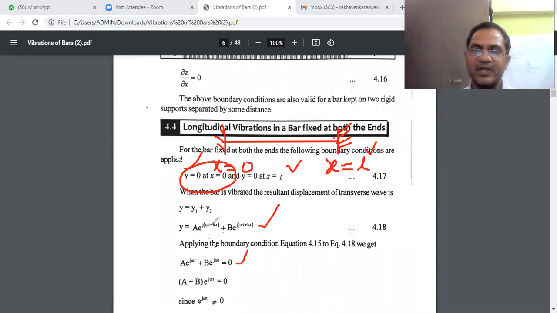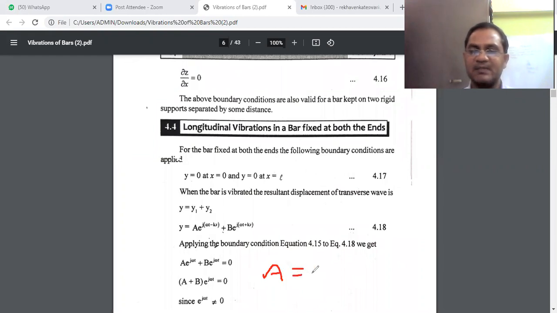0 is equal to a e power j into omega t minus 0, a e power j omega t plus b e power j into omega t. In this, e power j omega t is common. A plus b into e power j omega t equal to 0. But here, e power j omega t is not equal to 0. Then obviously a plus b is equal to 0. Hence a is equal to minus b. Now substitute this value here: a is equal to minus b, or b equal to minus a. So then we will get the expression.